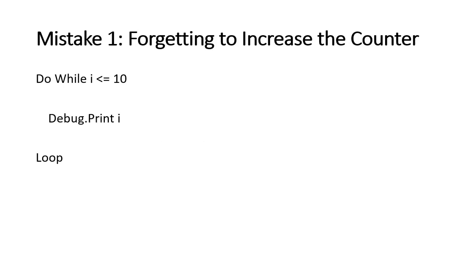Let's look at some common beginner mistakes that you are likely to come across. Number 1. Forgetting to increase the counter. Do While I is less than or equal to 10. Debug.Print the loop. Since I never changes, the condition is always true. This creates an infinite loop and Excel may stop responding. Always update your counter inside a Do loop.